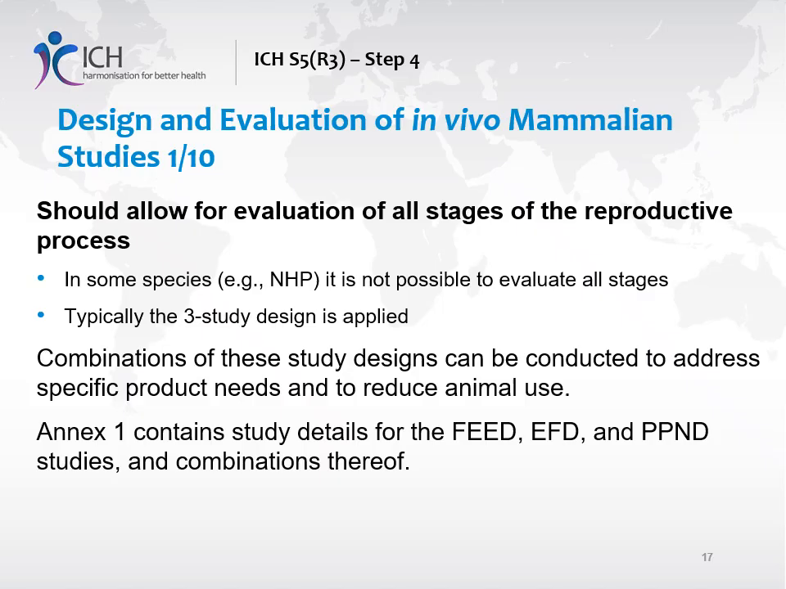The design and evaluation of in vivo mammalian studies. The strategy to evaluate the potential reproductive and developmental risk of a pharmaceutical generally includes one or more in vivo studies. The key factor is that in total they leave no gaps between stages and allow for evaluation of all stages of the reproductive process, although in some species, e.g. the non-human primate, it is not possible to evaluate all stages.